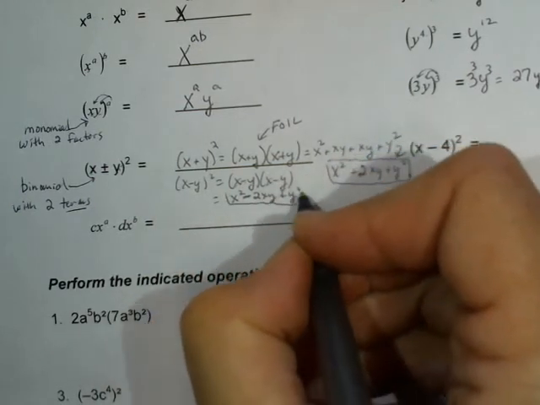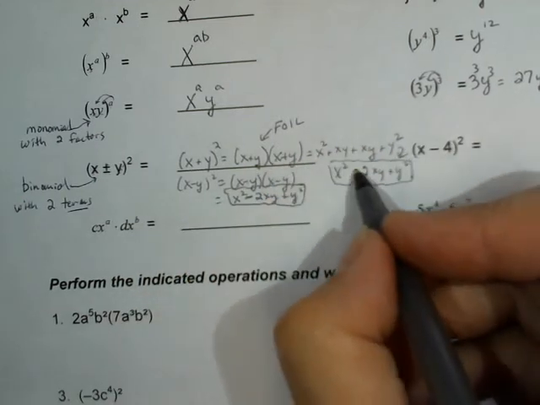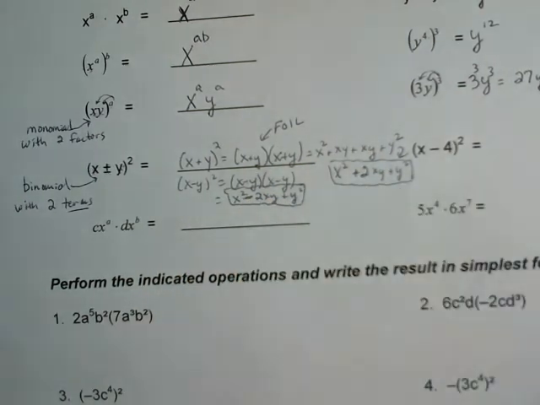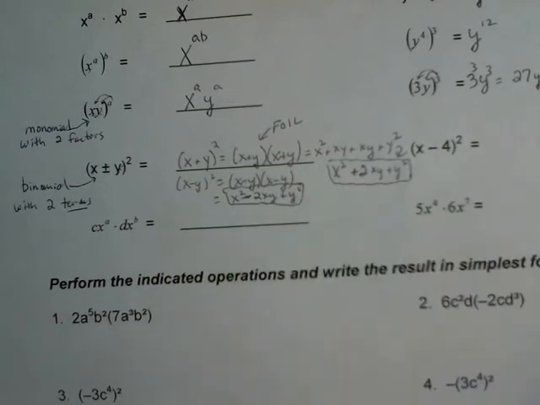So the two of those look pretty similar. The only difference is this is a positive middle term and this is a negative middle term. But the x squared and y squareds are both positive.